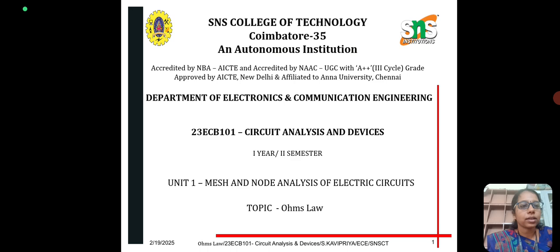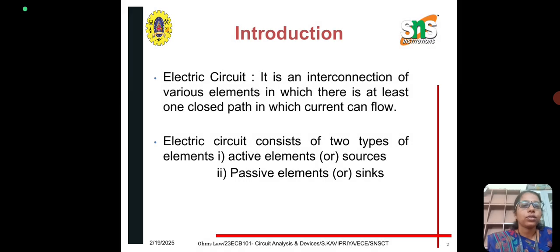I am going to discuss the topic Ohm's Law from the subject Circuit Analysis and Devices. So first, let's see what is an electric circuit. An electric circuit is an interconnection of various elements in which there is at least one closed path in which current can flow.